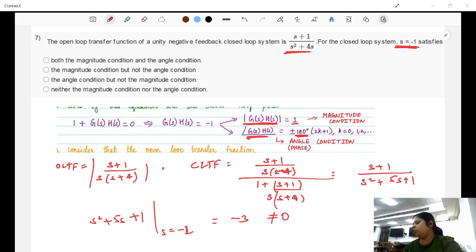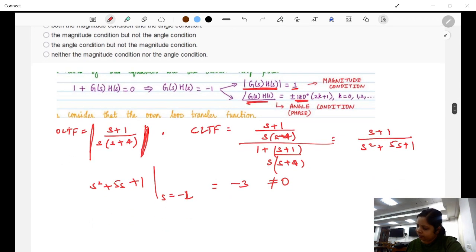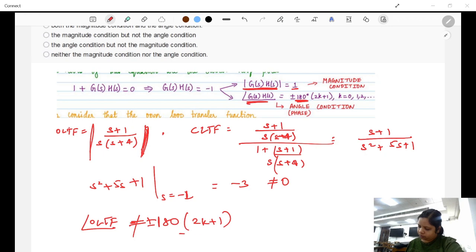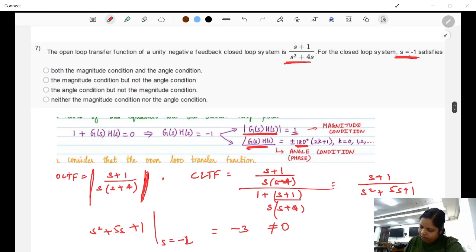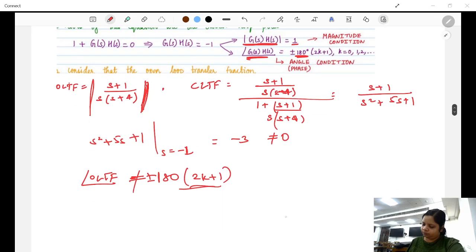Similarly, if you try to find the angle for the system, you can check from here what you would get in tan inverse, and it would definitely not be so. The angle for the OLTF would not be equal to a 180 degree multiple of 2k plus 1. It would not be the same. Hence, it does not satisfy either of the following.